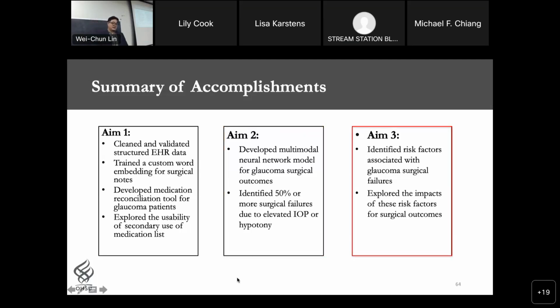And lastly, in our specific N3, we developed the model explainer for our random forest model to identify risk factors associated with high IOP or low IOP surgical values and explore their importance and their effect on the surgical outcomes.